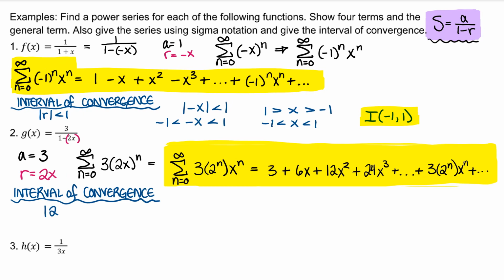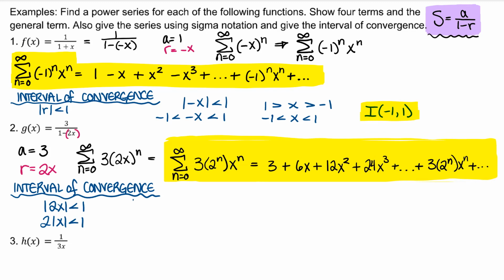For our interval of convergence, the absolute value of our common ratio must be less than 1. I can take the 2 out of the absolute value because it's already positive and divide both sides of the inequality by 2. Now I'll split to make it a compound inequality. And our interval of convergence is -1/2 to 1/2. As long as x is a number between -1/2 and 1/2, then this geometric power series will converge.